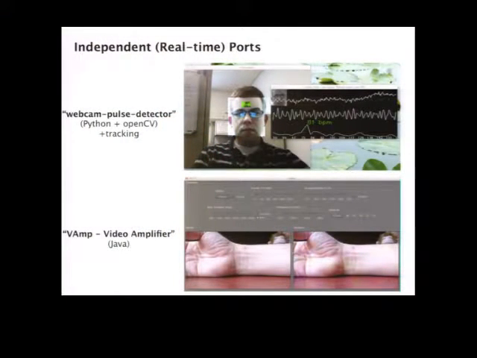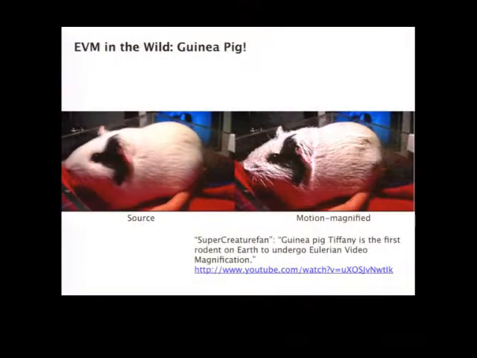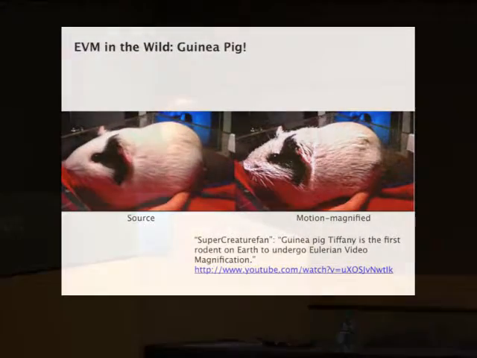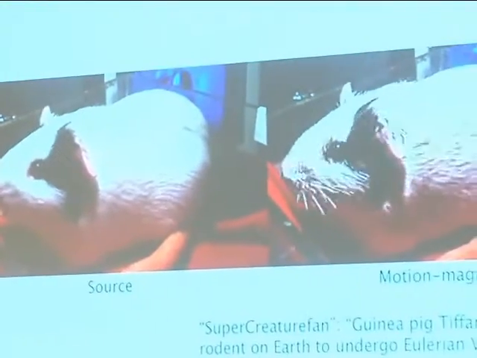So other people have read our simple paper and re-implemented it and posted code on the web, so you can download from GitHub a webcam pulse detector and a video amplifier, again written by other people, which is nice to see. And then people take their own videos and apply them. So here's the world's first guinea pig undergoing Eulerian motion magnification.